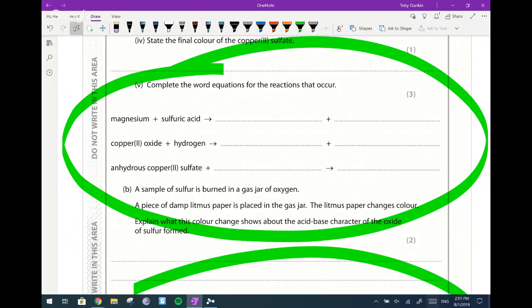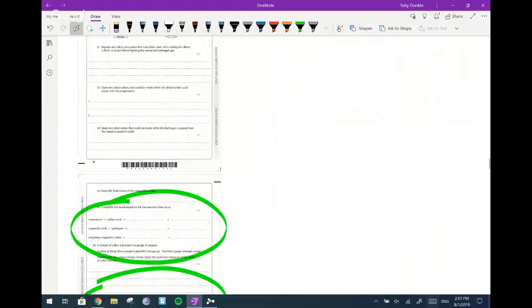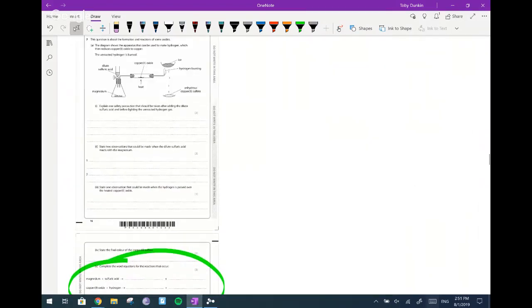Next one, anhydrous copper sulfate and, ooh, that's interesting. They've given us nothing there. Wow, complete the word equation. Is there something that I'm missing from the question? Very likely.